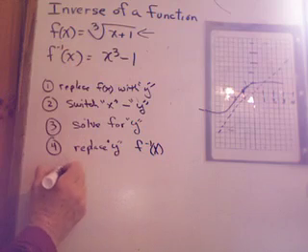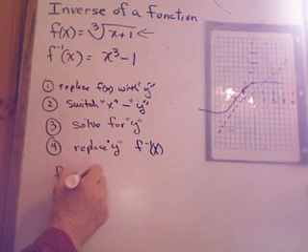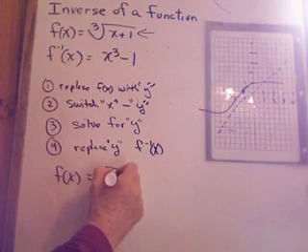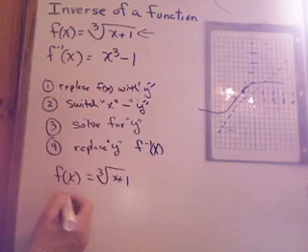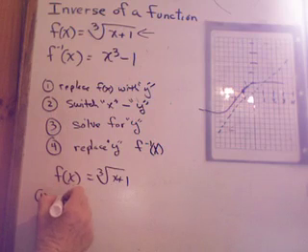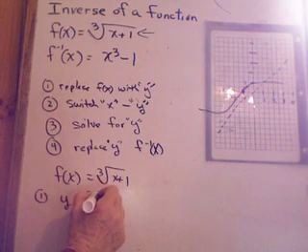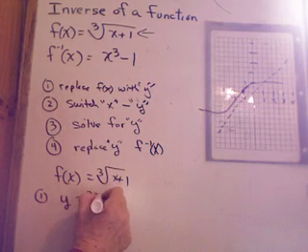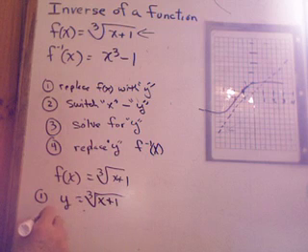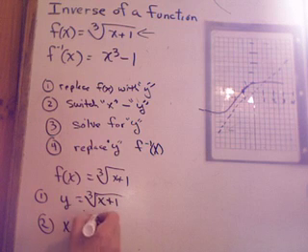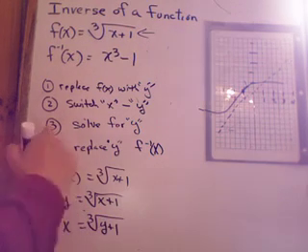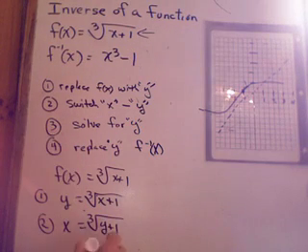So let's try that. f of x equals cube root of x plus 1. All right, replace f of x with y. So step 1, y equals cube root of x plus 1. Step 2, switch the x's and the y's. So x equals cube root of y plus 1. All right, step 3, solve for y.